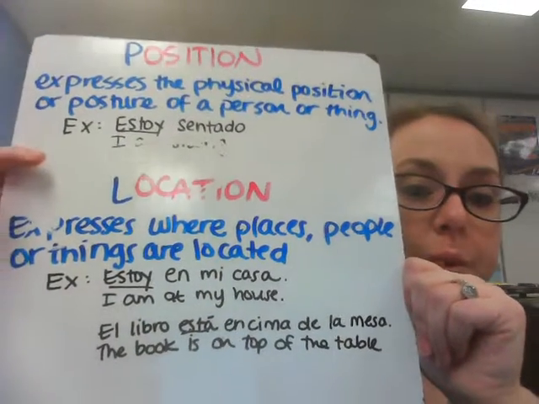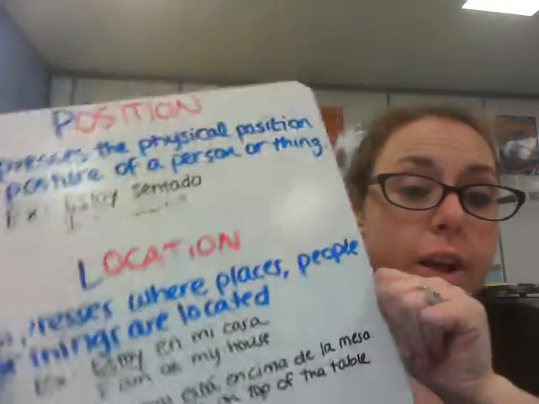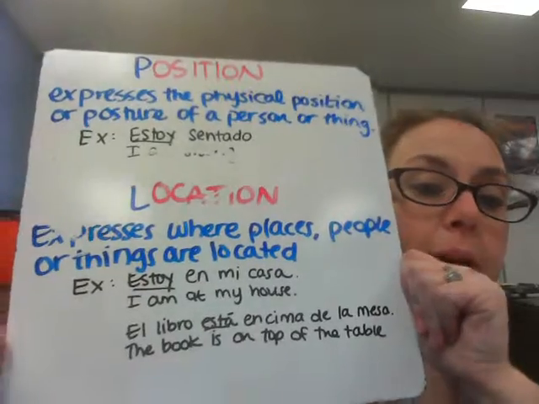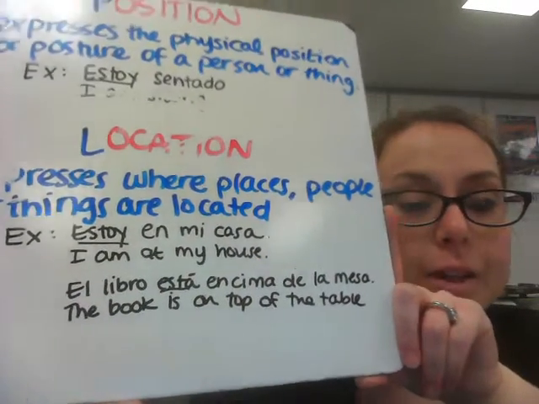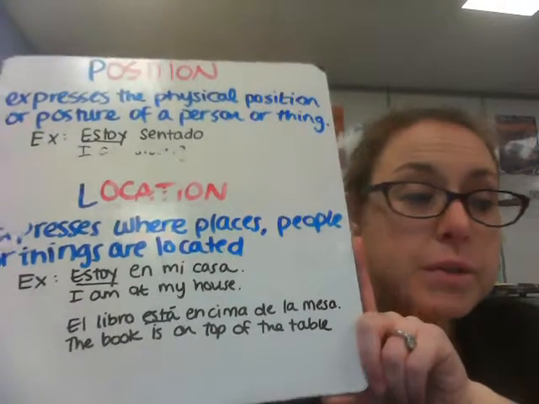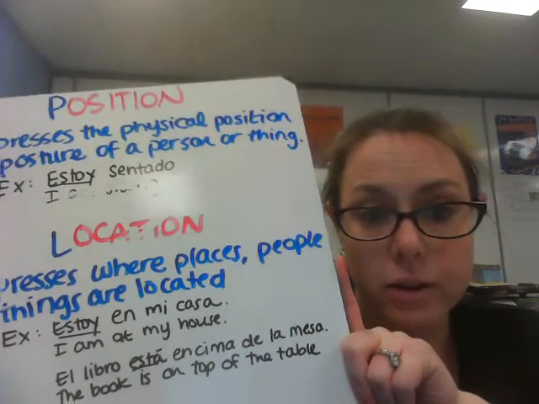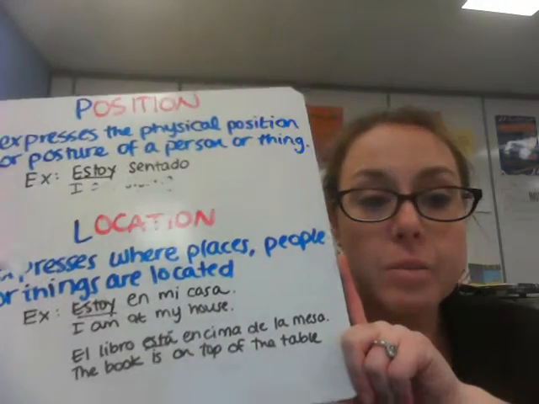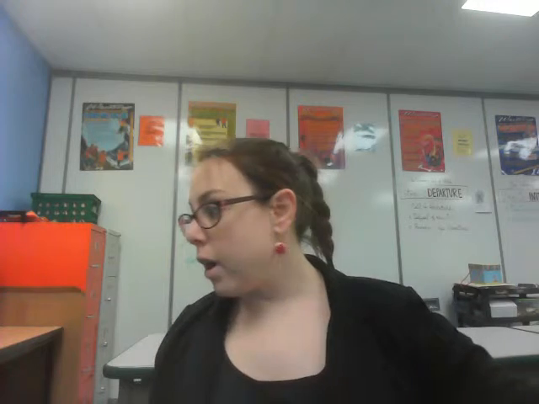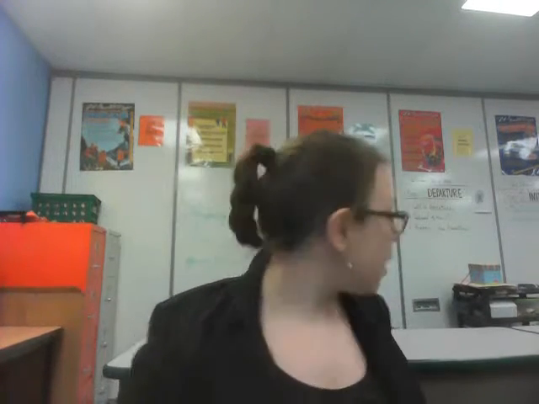Location expresses where places, people, or things are located, like estoy en mi casa, I am at my house, or el libro está encima de la mesa. Note that we also use this for when we talk about where a place is located, like if I was going to say San Luis está en Missouri, okay? All right, for action talks about, hold on just a sec.